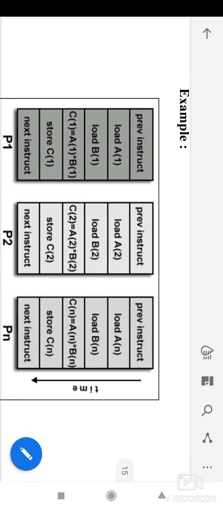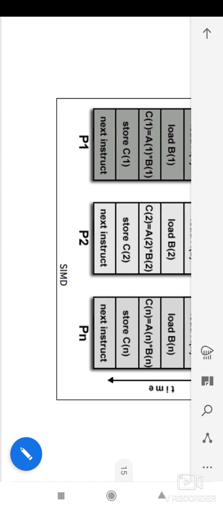So this is an example. Here we have load A of 1. Load is the instruction here, but in the first case in P1 it loads the data A of 1. In the second case it loads the data A of 2, and so on, A of n. So the instruction is load, but it works on different sets of data. Similarly, load B1, and in the second processor it loads the data B2. Then the third one is the multiplication. First it multiplies A1 into B1. In the second case it multiplies A2 into B2, and the results are saved onto different locations. So here the instruction is the same, but it works on different sets of data.